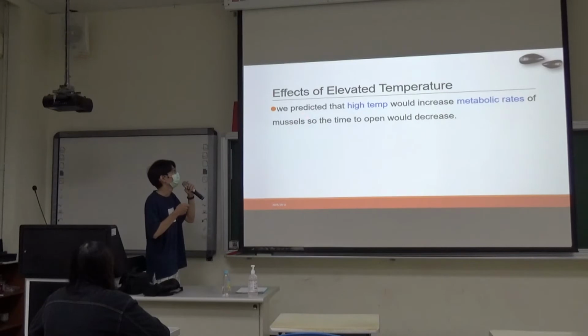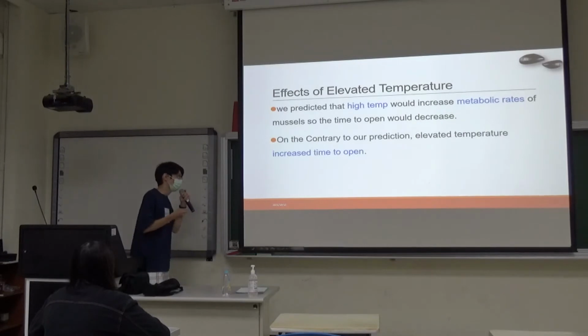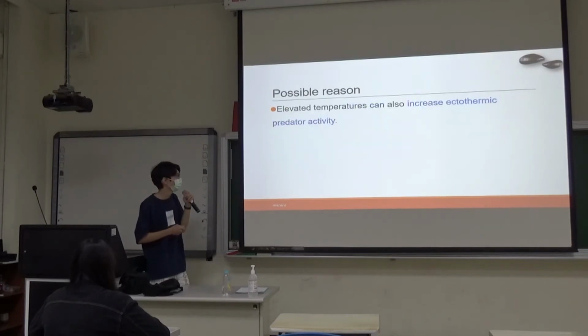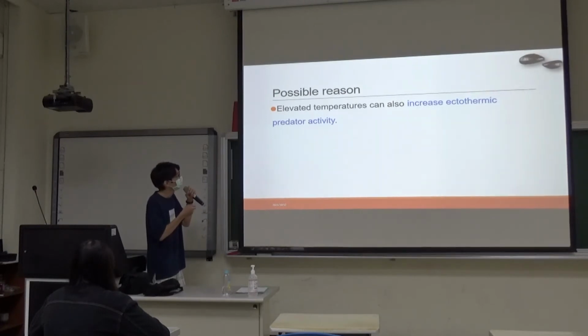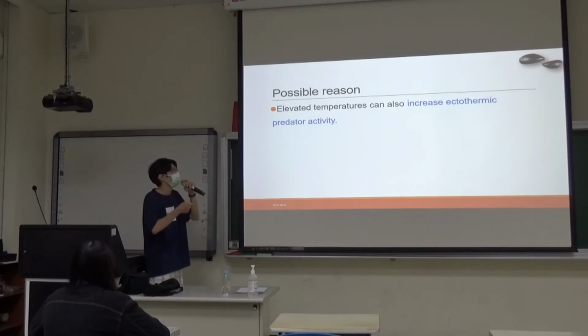At first, we predicted that high temperature would increase the metabolic rate, so the time to open would decrease. But contrary to our prediction, elevated temperature increased the time to open. So we think a possible reason is that it also increases endothermic predator activity. It means the mussels have more chance to be eaten by the predator because its activity also increases.